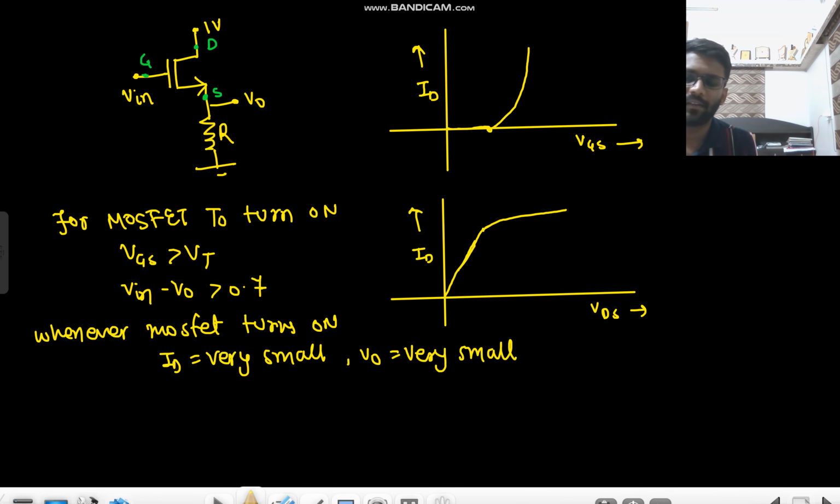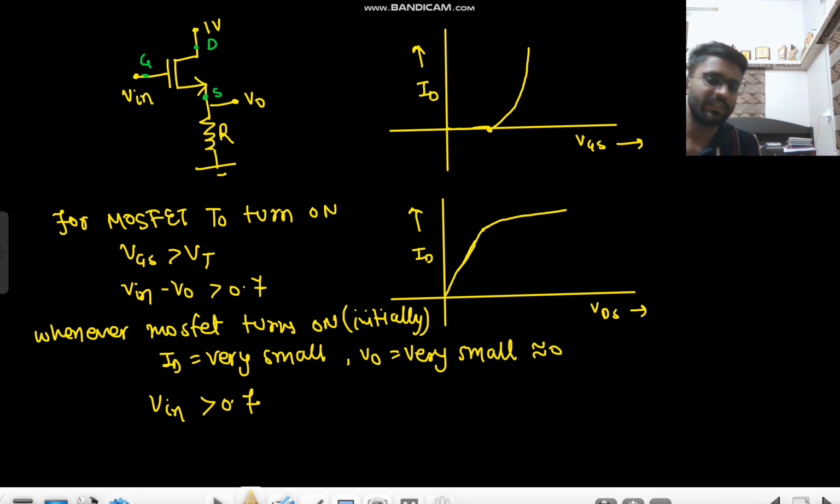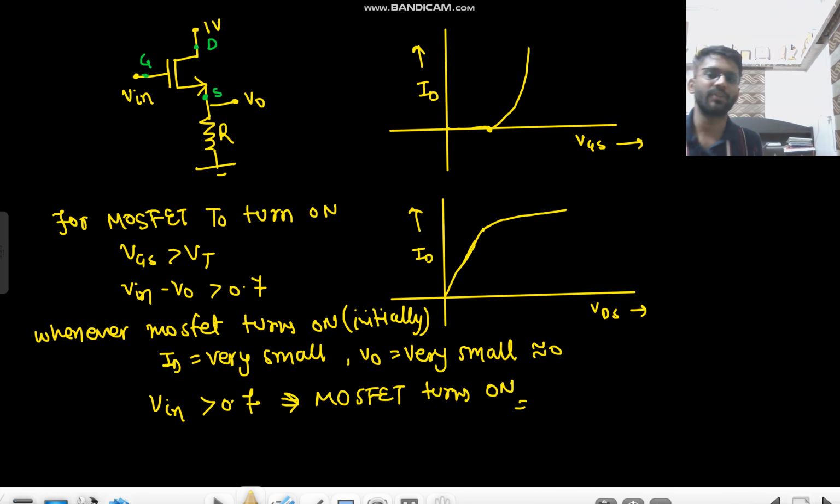Initially, V naught will be very small, so it can be equated to 0. For V in greater than 0.7, the MOSFET turns on. Just above 0.7, not at 0.7, say 0.7001, the MOSFET turns on.